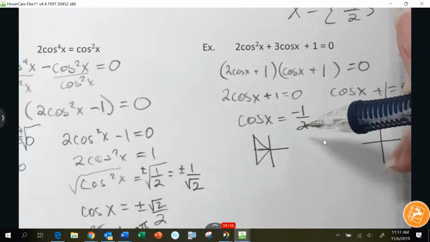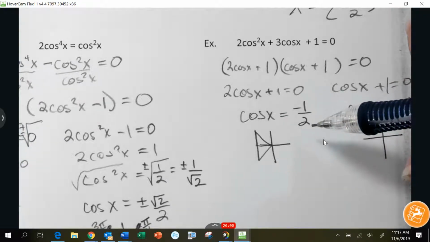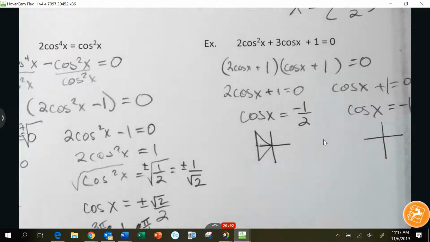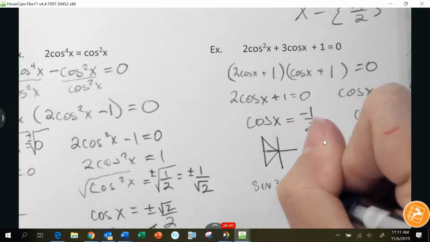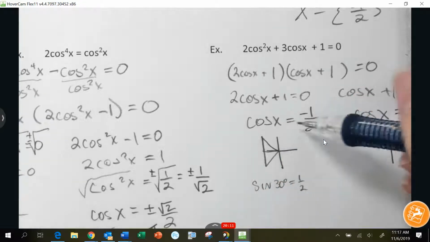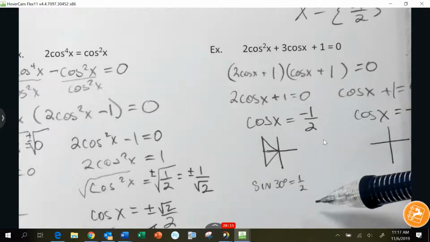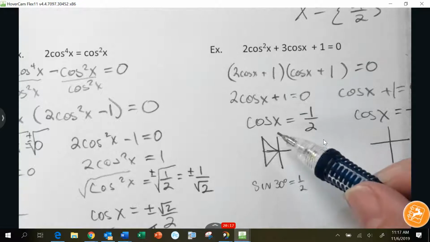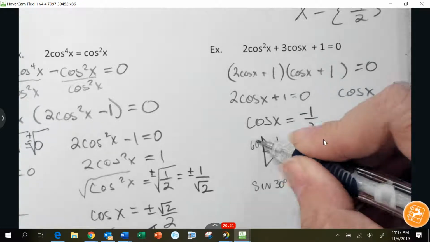Now the way that I know this answer is I know it's either a 30 or 60. I also know, because I've memorized, that the sine of 30 degrees is a half. So that means this can't be 30 degrees, because the sine of 30 is a half. That means the cosine of what can equal a half? That's got to be a 60 degree. Okay?